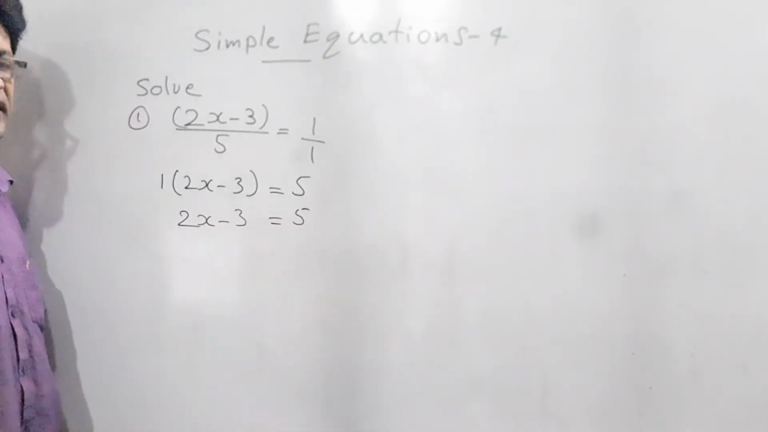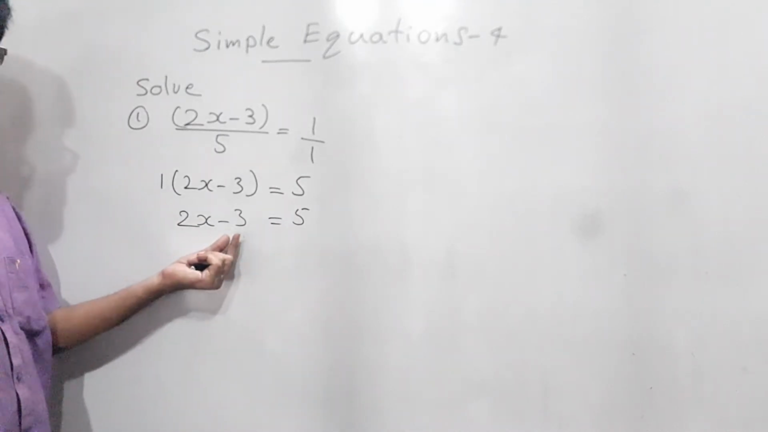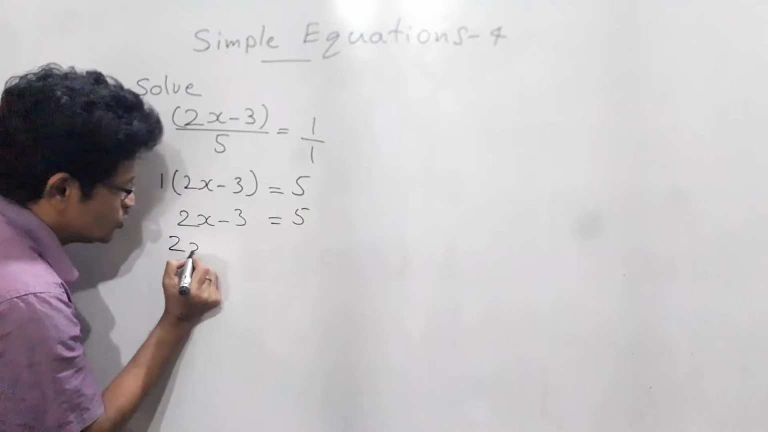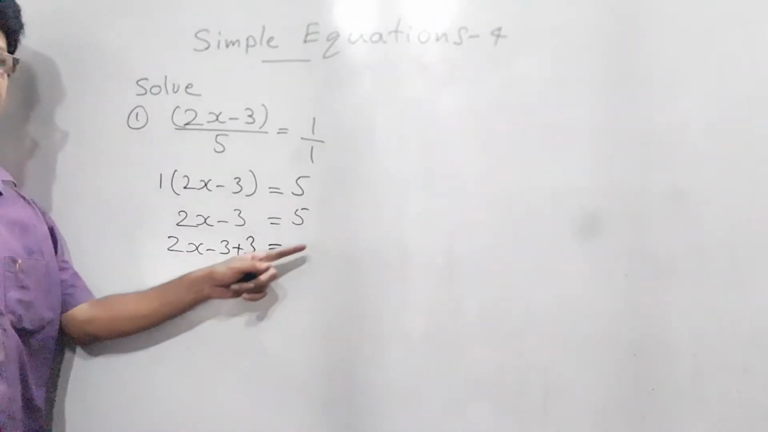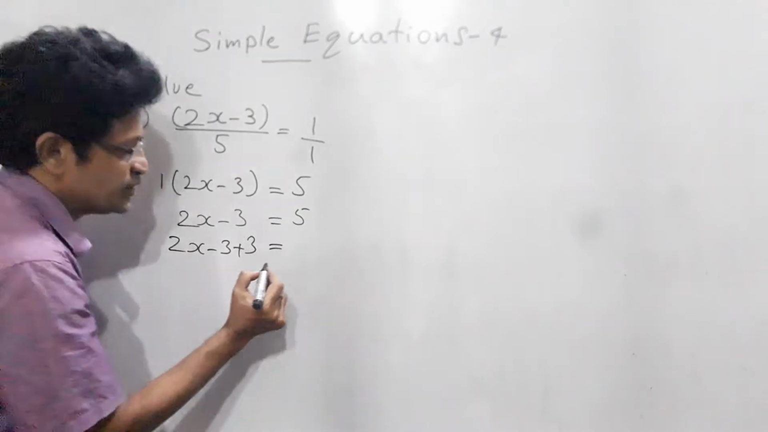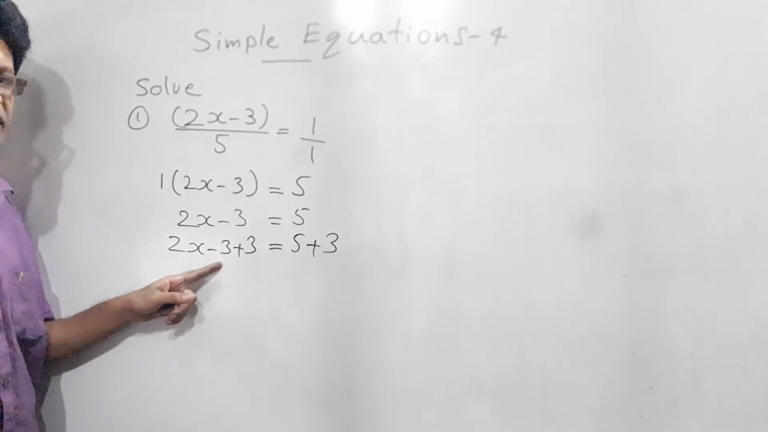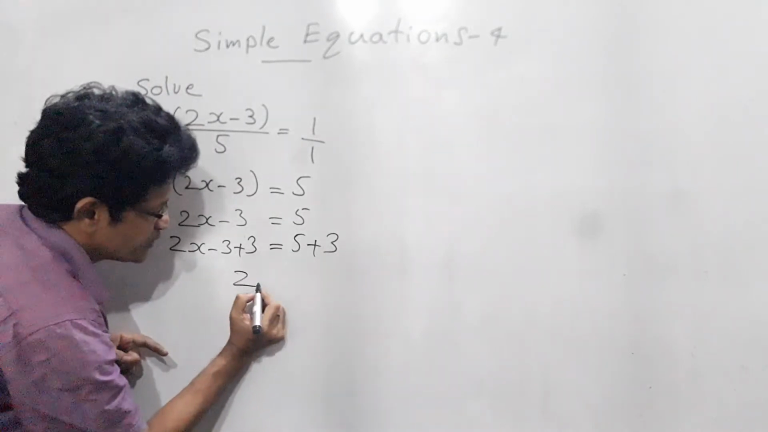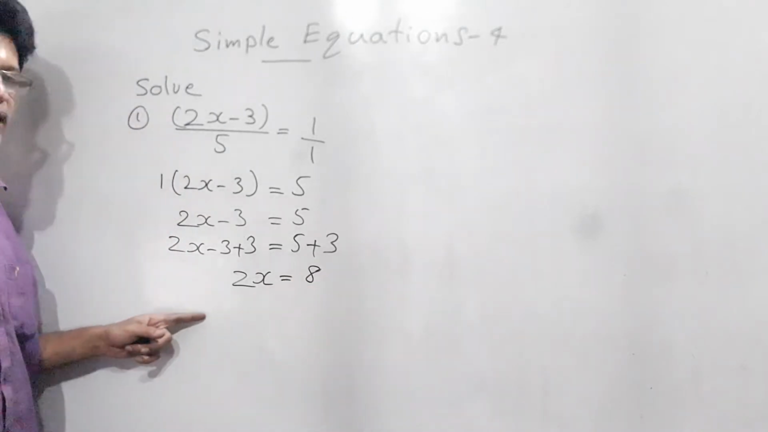Now we have to get rid of this minus 3. How to get rid of this minus 3? We have to add plus 3 here. So 2x minus 3 plus 3 equals, on the other side also we have to add plus 3, 5 plus 3. Now plus 3 and minus 3 will get cancelled. Here you have 2x. 2x equals 5 plus 3, which is 8. Now we got 2x equals 8.